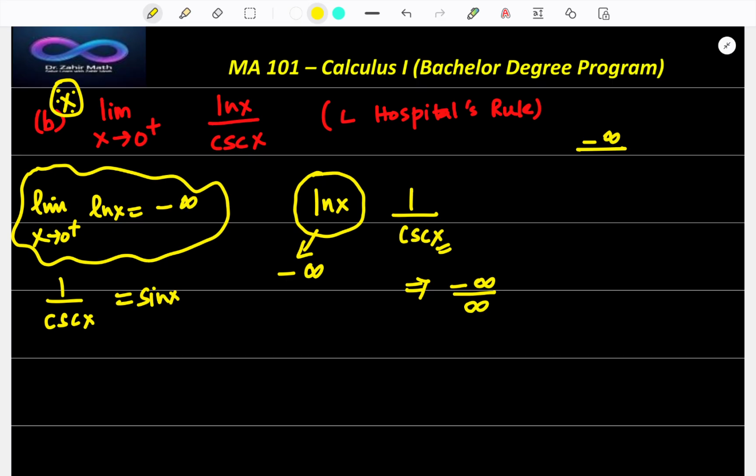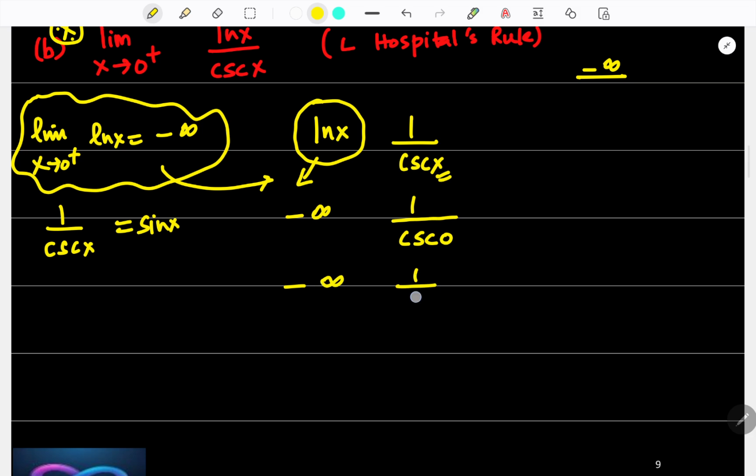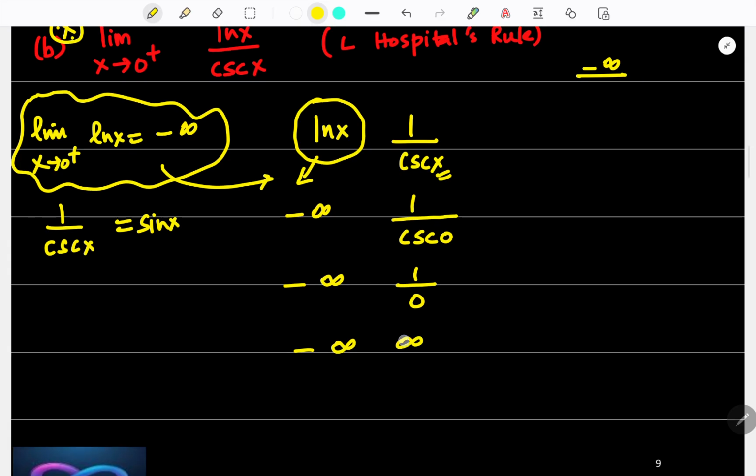Got it or not? No. Again, I will explain. Listen carefully. So by the rule, it becomes minus infinity, right? So this is 1 by, when you put x equal to 0, you will get cosecant 0, right? Cosecant 0 is what? 0. Because sine 0 is 0. So minus infinity. 1 by infinity is 1 by 0, which is what? Infinity, right? Yes or no? Not clear? Okay, so I'm just making you confused. Nothing to worry, I will do it again.